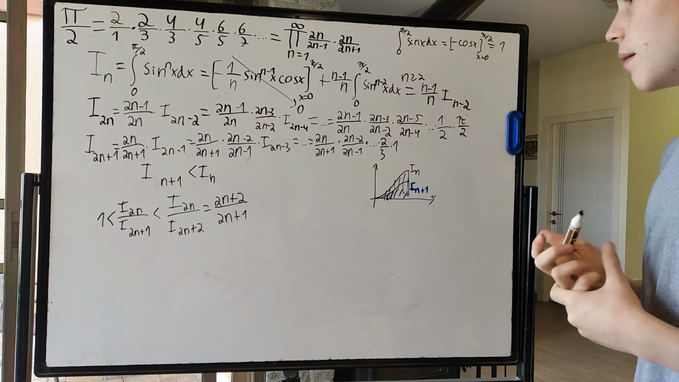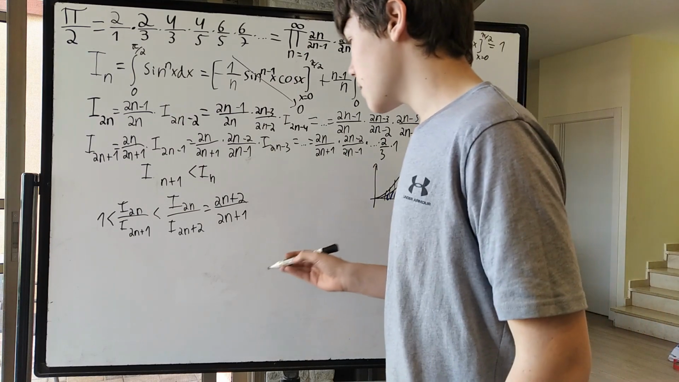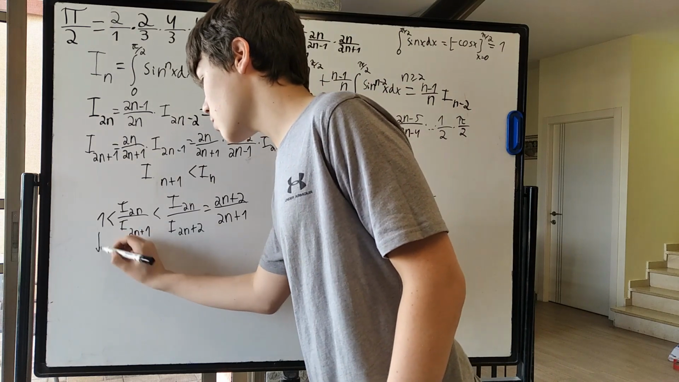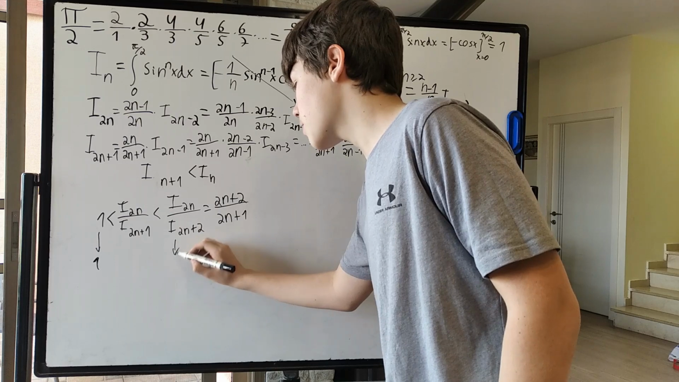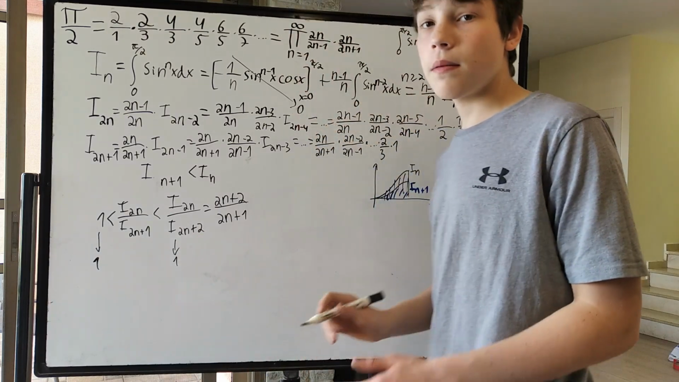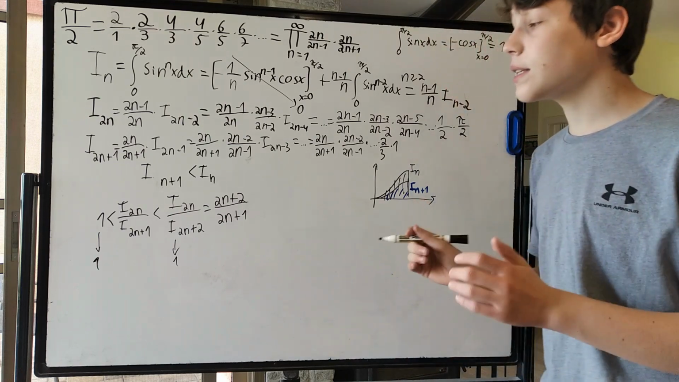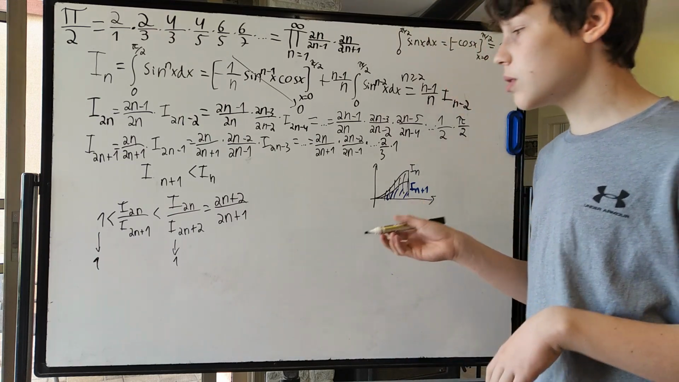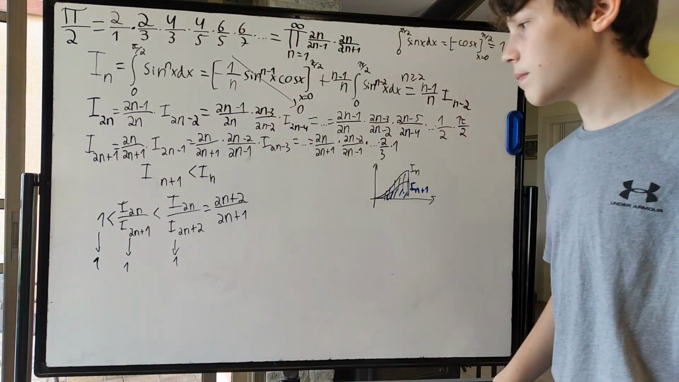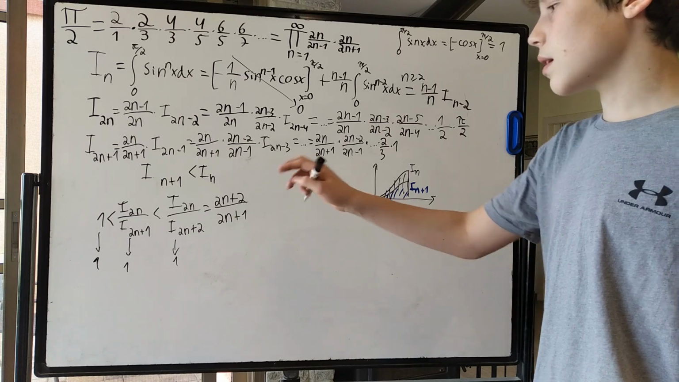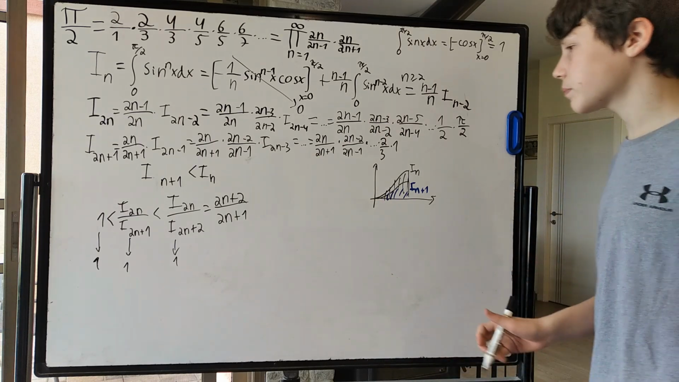Alright. But now, let's let n tend to infinity. As n goes to infinity, 1 obviously approaches 1. (2n+2) over (2n+1) approaches 1. And so, because I_n over I_(n+1) is sandwiched between these two values, we know it also must tend towards 1. Now let's see I_2n over I_(2n+1).